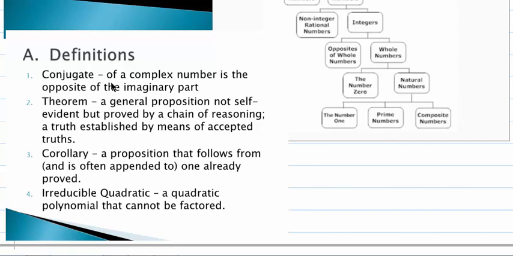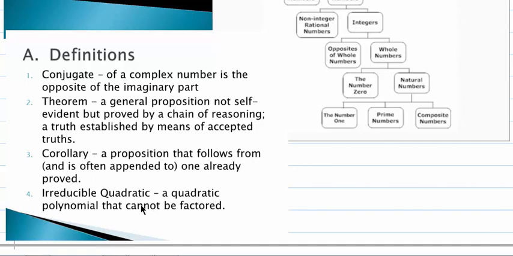Conjugate. The conjugate of a complex number is the opposite of the imaginary part. Theorem. A general proposition not self-evident but proved by a chain of reasoning. A truth established by means of accepted truths. A corollary. A proposition that follows from and is often appended to one already proved.